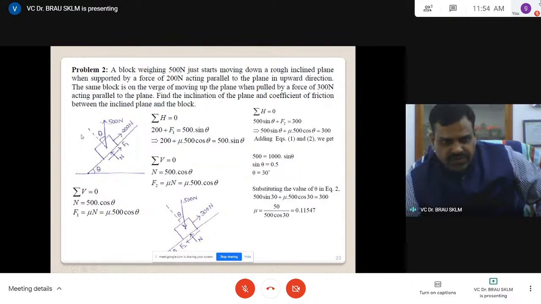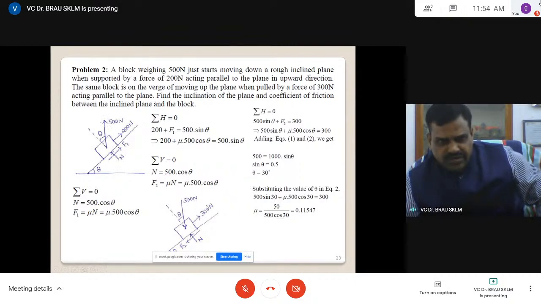200 newtons. Here the free body diagram is represented. Weight 500 is downwards. This is the normal reaction direction. Weight down, this is the normal reaction. And this is the 200 newtons parallel to the plane. This is actually downwards, not upwards. This is F1. This is L.